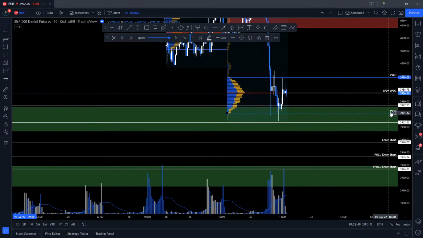But in this case, the value area low, we don't know what's going to happen, and that's exactly why I'm going to turn off the replay feature and look at the next day.